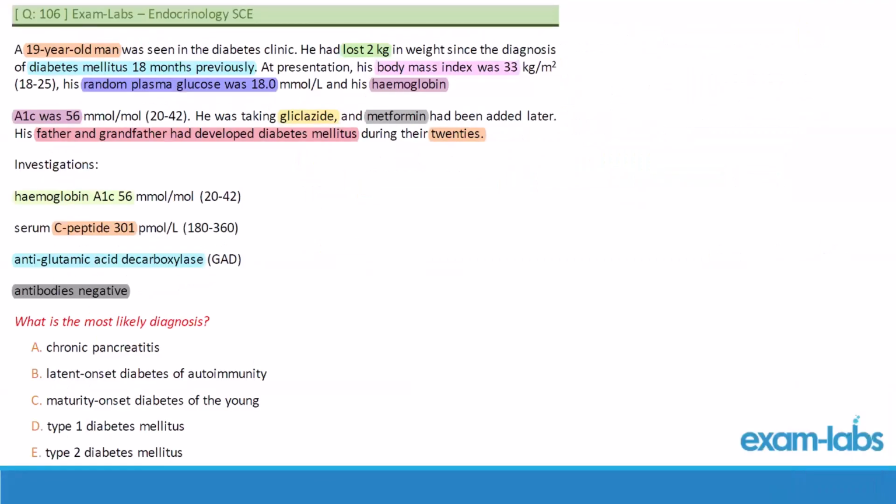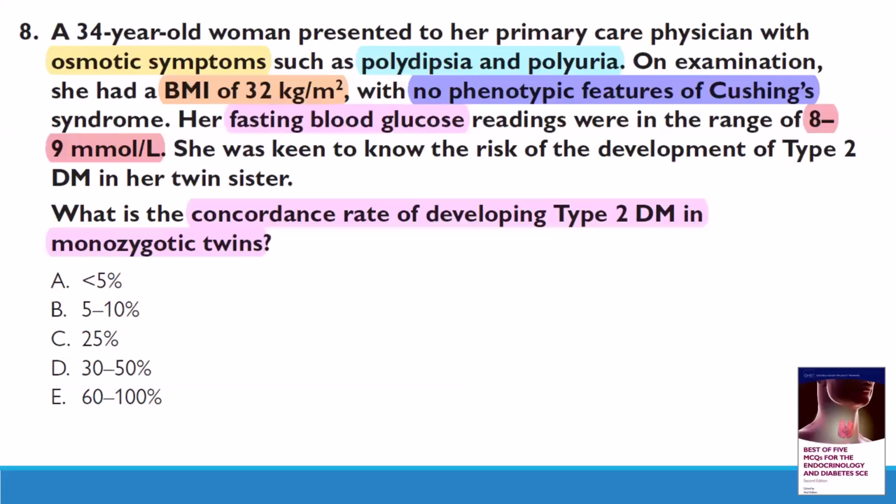Another question. A 19-year-old male lost 2 kilograms, diabetes mellitus diagnosed 1.5 years ago, random glucose is elevated, hemoglobin A1C is 56, received gliclazide and metformin, and the father and grandfather are diabetic, diagnosed at a young age. C-peptide is normal, hemoglobin A1C is mildly elevated, GAD autoantibody is negative. What is the likely diagnosis? Yes, it is MODY, a strong family history of diabetes.